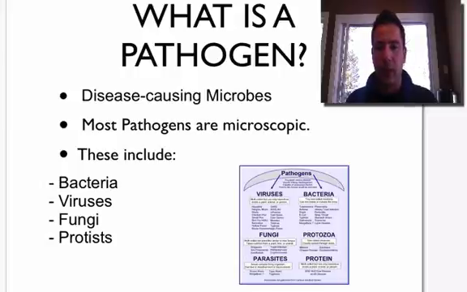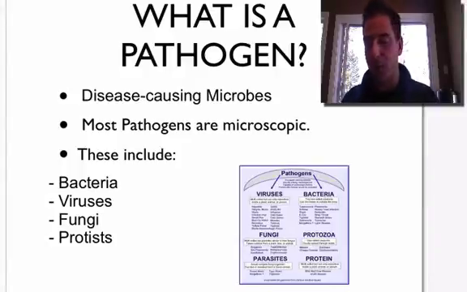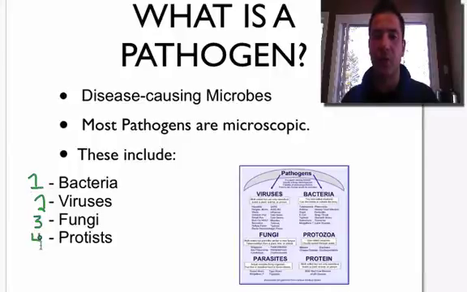Now, pathogens are disease-causing microbes. Most pathogens are microscopic, which means they're extremely small, and we would have to look at them through a microscope to actually view them. And then there are 4 types that we're really going to discuss, and we're going to go through these. We'll talk about bacteria, viruses, fungi, and protists.